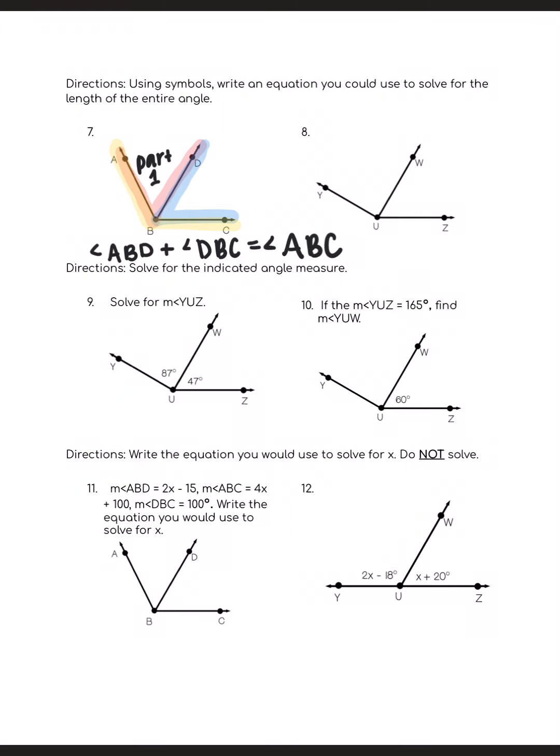And then number 8 is the exact same idea, just using different letters. So here is part 1, which I outlined in red, angle YUW plus the second small angle WUZ. And that would equal the entire angle, which I'll do in green this time, YUZ.